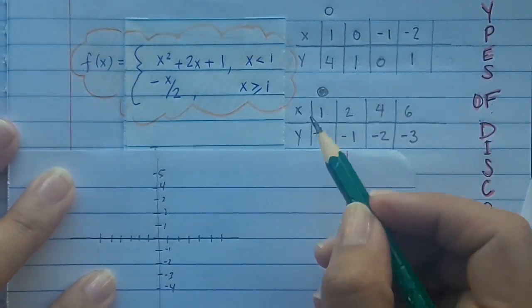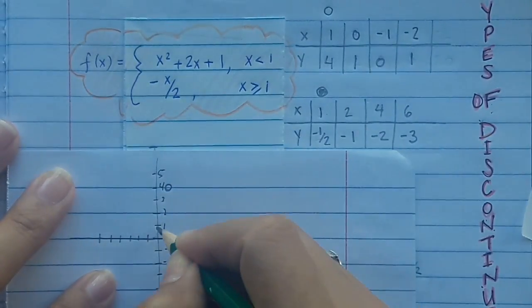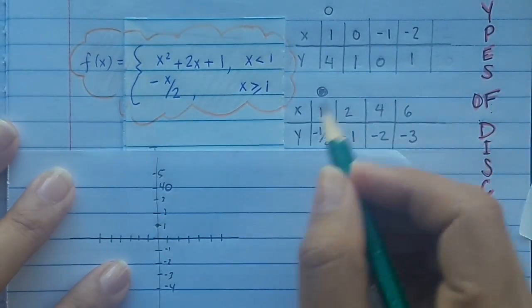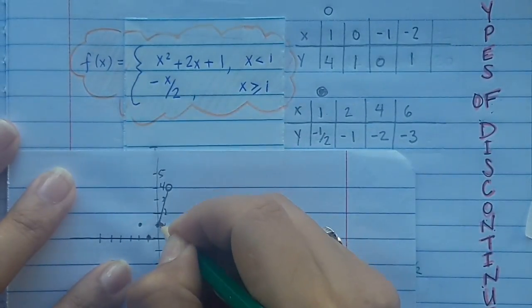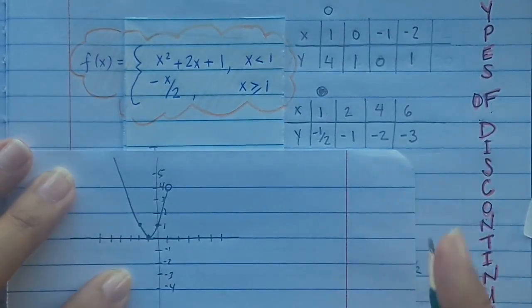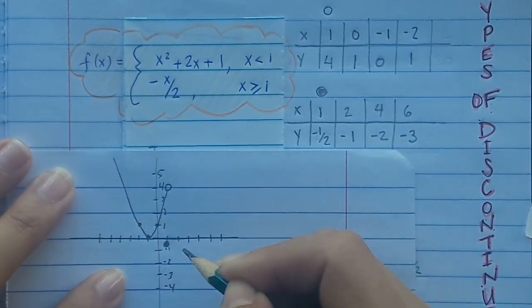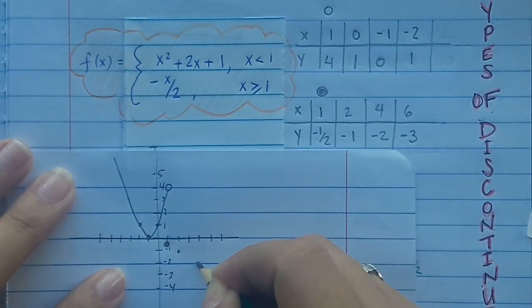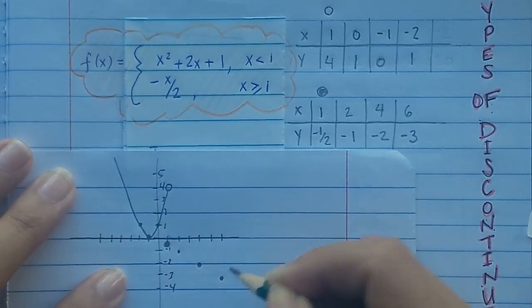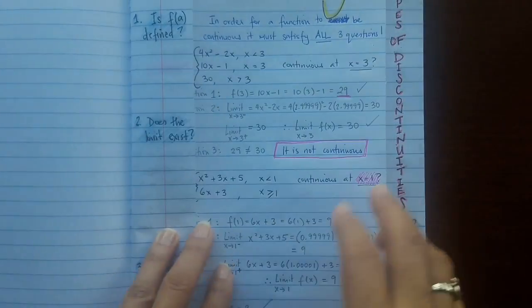Alright, so let's go ahead and plot these points. So we have an open circle at point (1, 4), open circle, (0, 1), (-1, 0), (-2, 1), and that obviously we know is a parabola anyway, so it goes something like that. We don't have to plot that one. Closed circle at (1, -1/2). Next points are (2, -1), (4, -2), (6, -3). And this is a linear function.